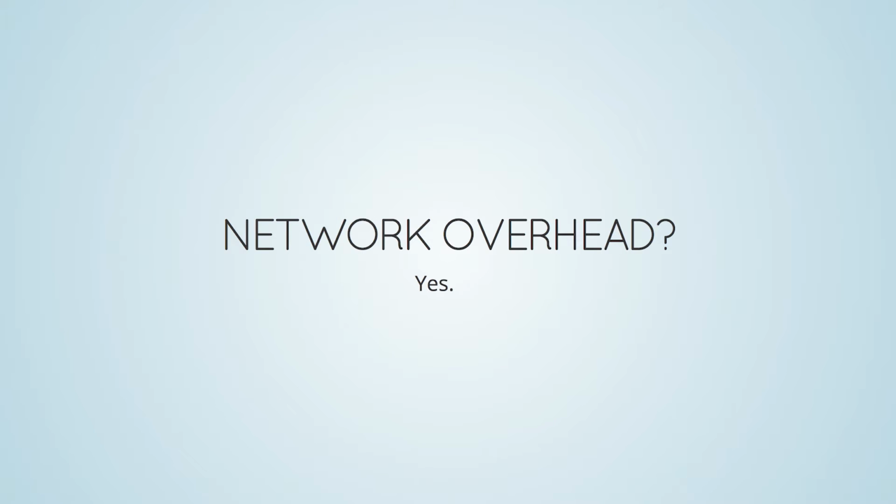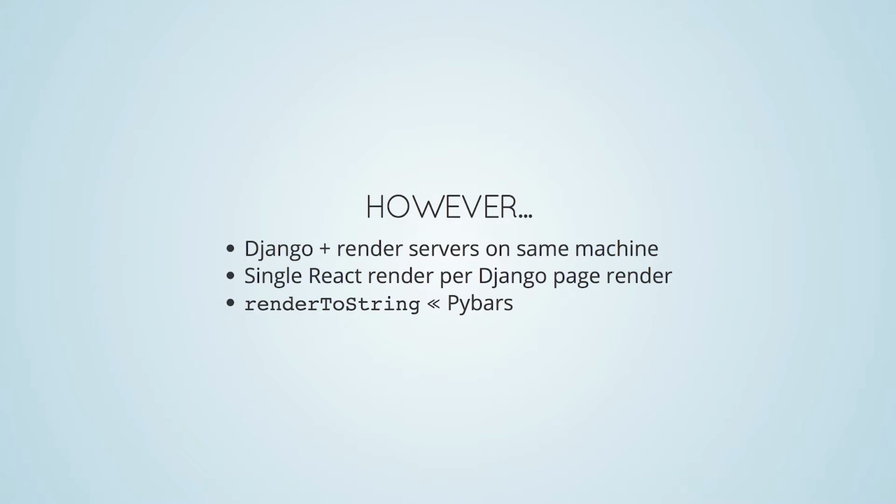So the question some of you, I hope, are thinking is, isn't there a lot of network overhead with doing this, going out to the Node React render server service and coming back? And the answer, unfortunately, is yes, there is overhead to make that network request and come back. But I think that is mitigated by a couple of factors. The first is that we put the Django server as well as the React server on the same machine. So there's only so far that the electrons have to go back and forth, right? They're on the same machine.